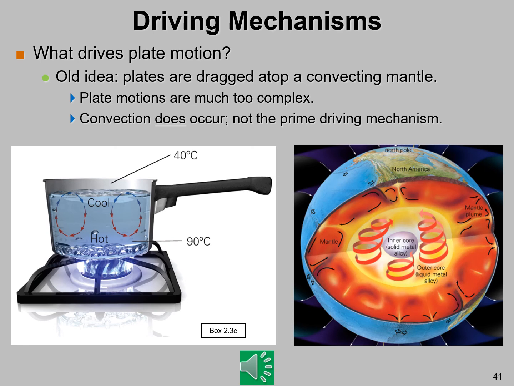subduction zones. Gradually, geoscientists came to the conclusion that while convection flow does occur within the asthenosphere, it does not drive plate motion alone. The local direction of convection flow does not necessarily control the local direction of plate motion.